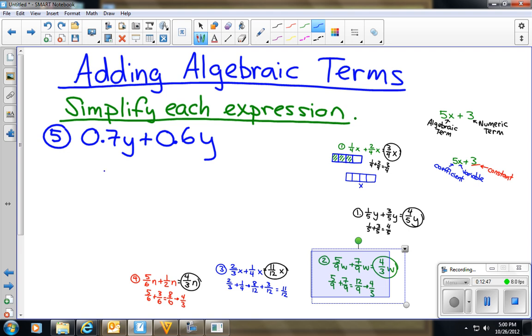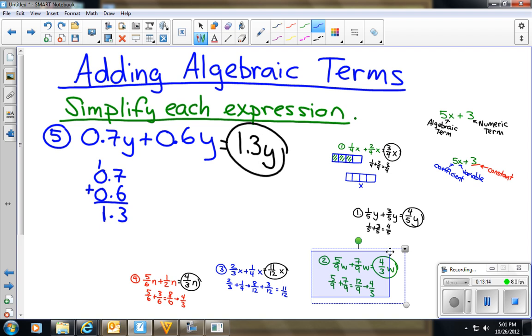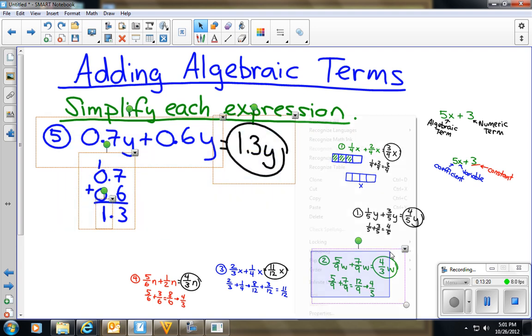So again, if you want to show your work, you can. If you can do this in your head, that's great. Maybe you can try it in your head right now as I work. I'm going to drop this decimal down. 7 plus 6 is 13. Carry the 1. 1 plus 0 is 1. So I get 1.3. So my answer for this one equals 1.3 y. And that is my answer. Not too bad. Not too bad at all. You're doing a great job.